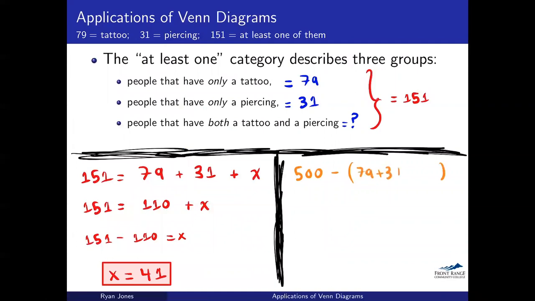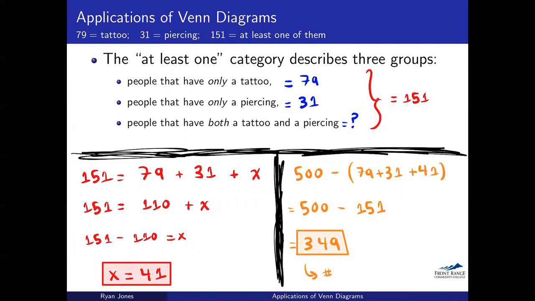And since we surveyed 500 people, if we subtract off all of the people that we've already counted, which is the 79 plus 31 plus that 41 that we just found, that just gives us how many people we've counted that have a tattoo, a piercing, or both. So that leaves us with just the people that have neither. If we do this, coincidentally enough, maybe not coincidentally, we get 151 people. That's exactly what was told to us before, that 151 have at least a tattoo or a piercing. So when we simplify this down, we get 349, and that's going to be an important number here. That's how many people have neither.